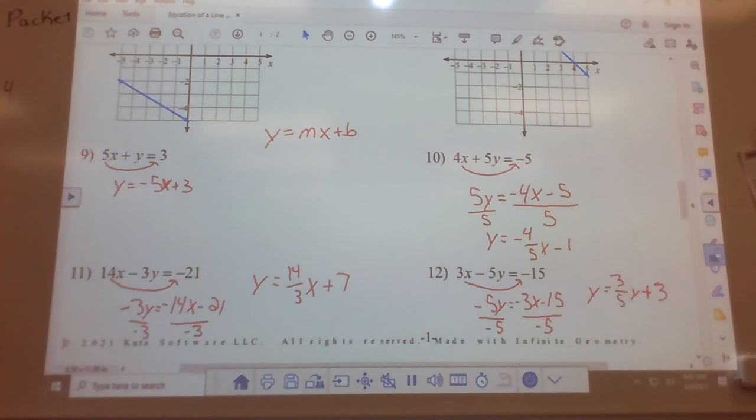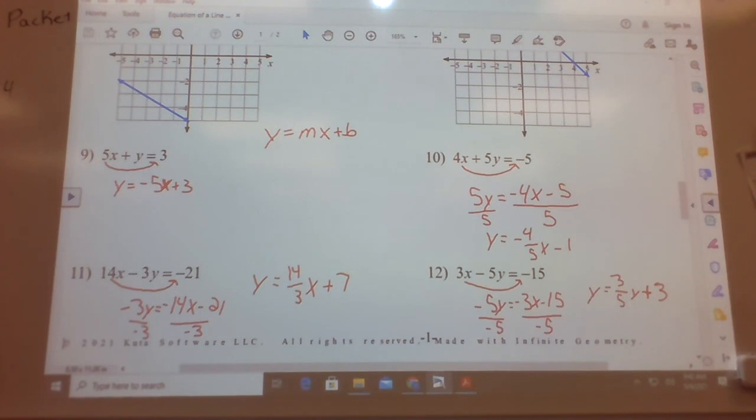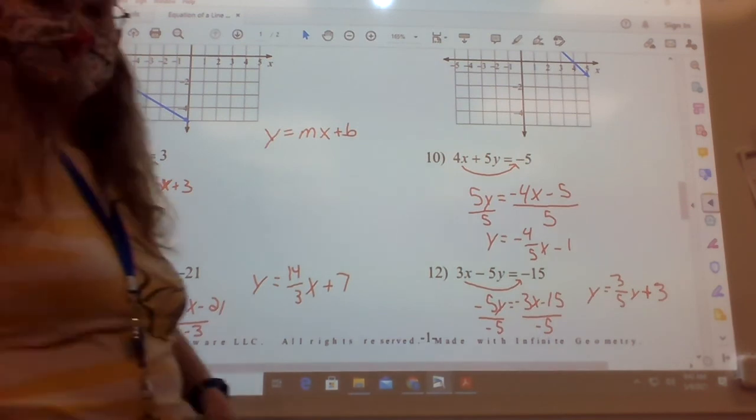So today, everything we focused on was slope-intercept. I gave you the slope and the y-intercept, and you wrote slope-intercept. I gave you a graph, you wrote slope-intercept. I gave you standard form, you wrote slope-intercept. So every day kind of has a focus. Tomorrow's focus is graphing. Now, let me go ahead and stop this video.